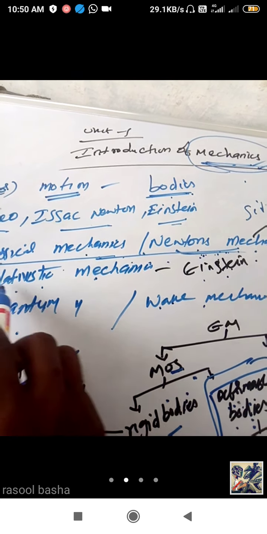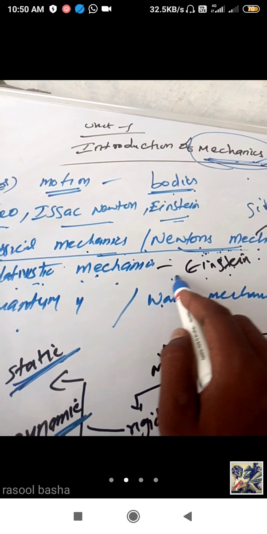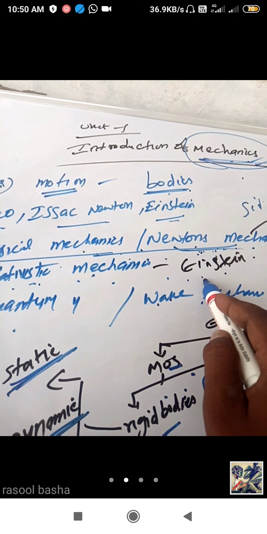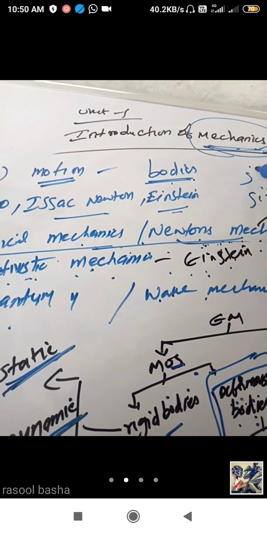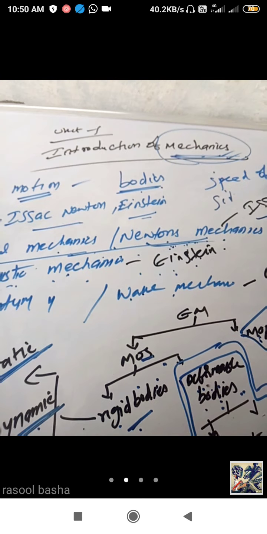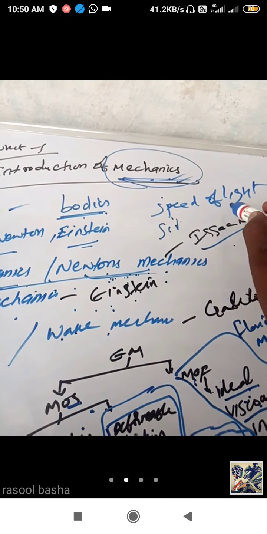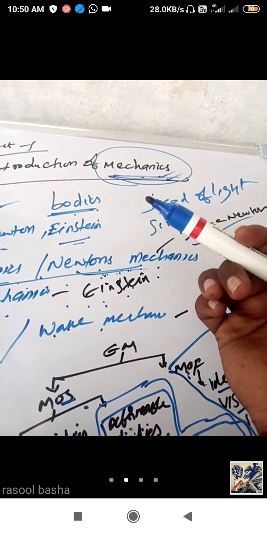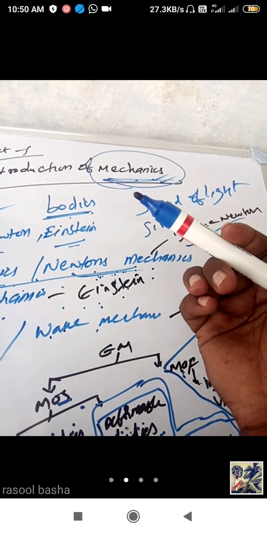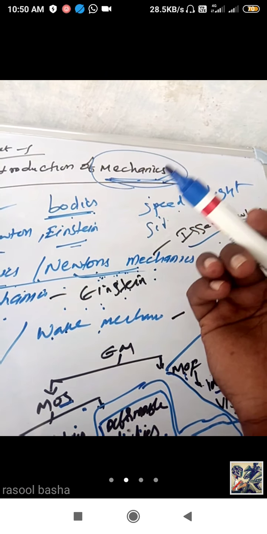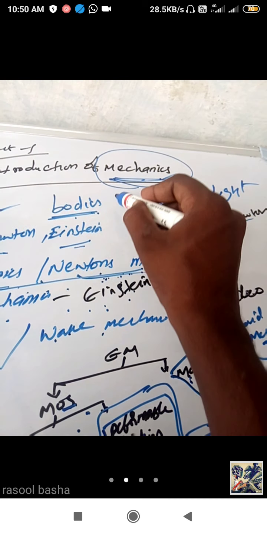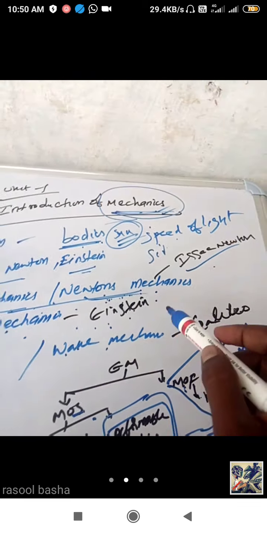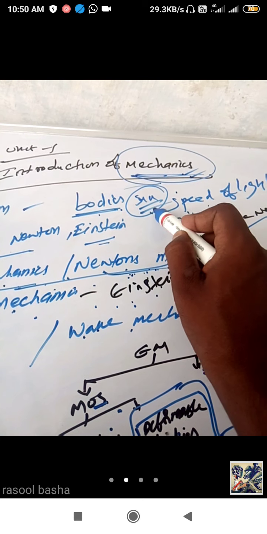So coming to relativistic mechanics, it was developed by Einstein. This mechanics explains the speed of light, that is the character of light. What is the speed of light in vacuum? What is the speed of light in air? What is the light coming from the source? Mainly our source is the sun. So the source of light is the sun. How much intensity of light comes from the sun?